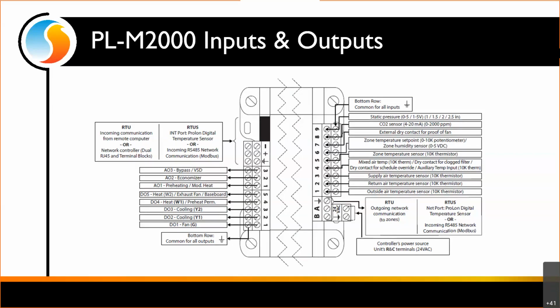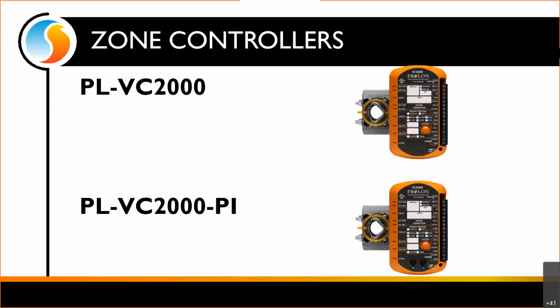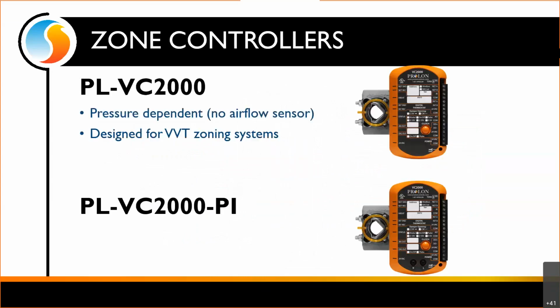On the zone controller side, we have 2 different controllers here on screen. There's the VC2000, which is for pressure dependent systems. As you can see in the picture on the top right, there are no ports to connect pitot tubes to the airflow sensor in the VAV terminal.